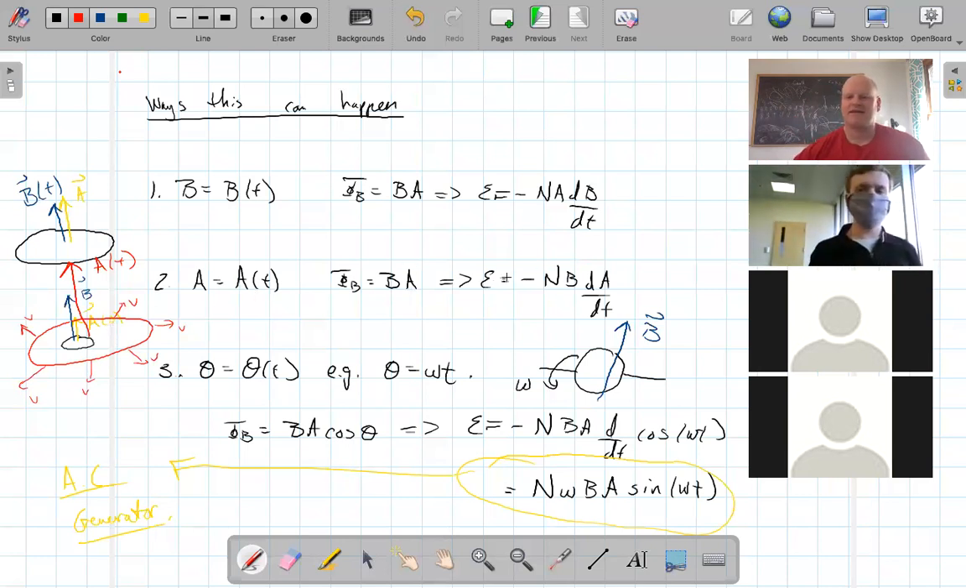So in that case, the EMF is going to be minus N, which is again the number of loops, times the magnetic field times the time rate of change of the area. So here I just need to know how the area is actually changing with time.